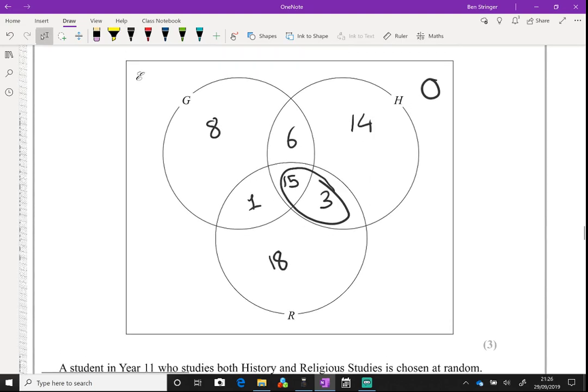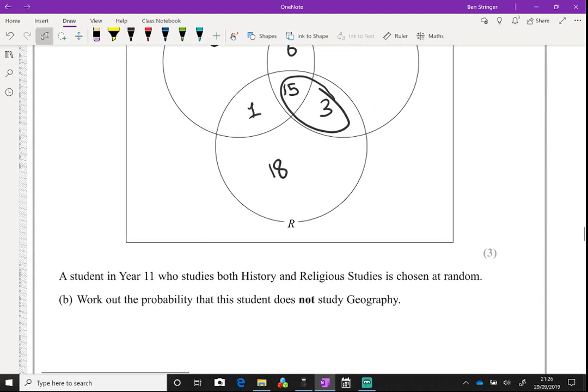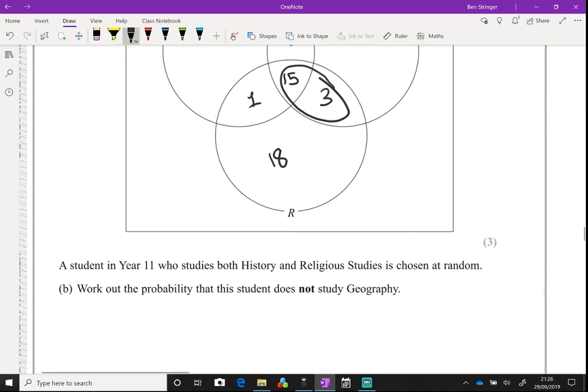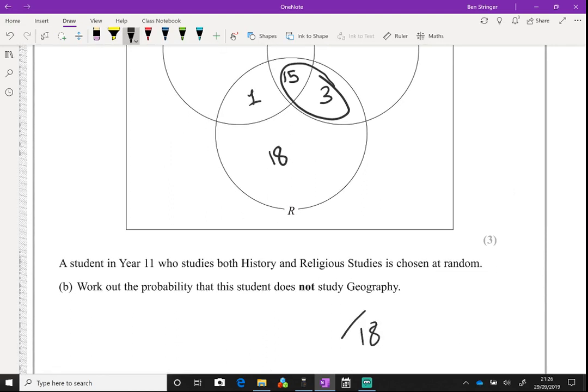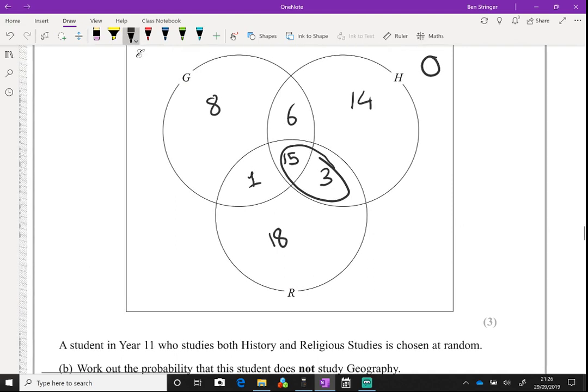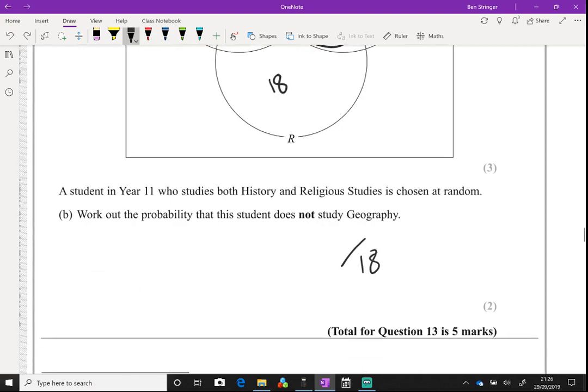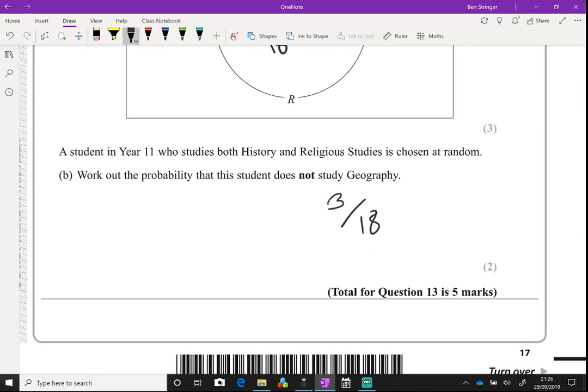It doesn't say not geography, it just says work out the probability the student does not study geography. So of the 18 people, there's 18 there, what we're looking at. What's the probability that they do not study geography? Well, take that bit away. It's 3 of them. Put that into a calculator and get a sixth, which would be fine, just like that. Or you could put 0.